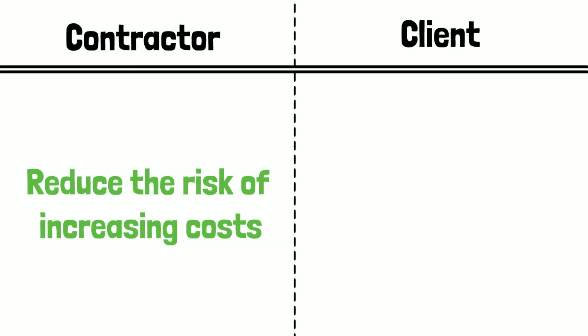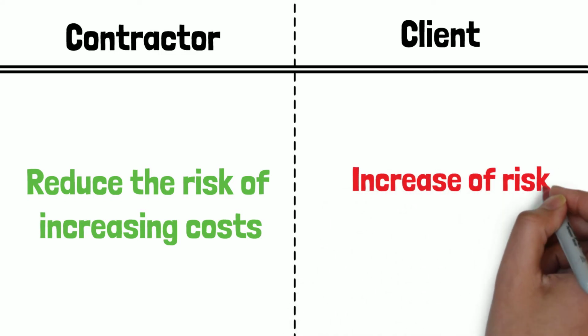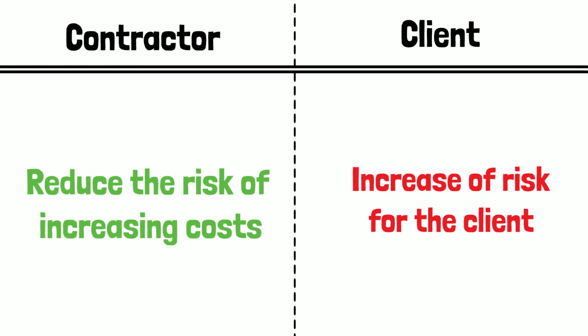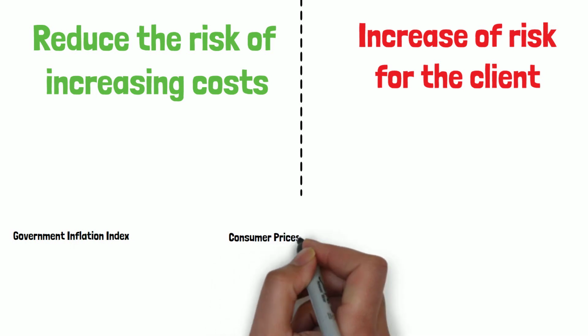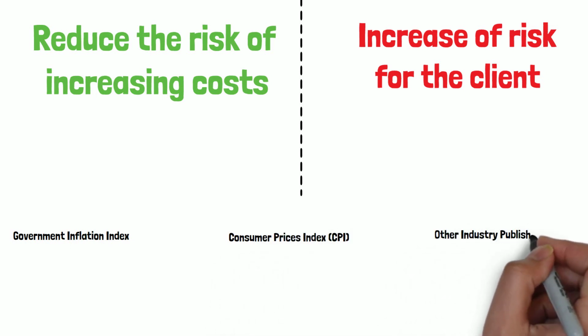First of all, as a client, why would you agree to this optional clause? The risk, or part of the risk, would be transferred from the contractor to you. Secondly, as a contractor, you can't simply say the price was X at tender and now it's Y at construction, please give me money. Most fluctuation provisions are calculated by reference to published price indices, such as the Government Inflation Index, Consumer Price Index, and other industry published reports.